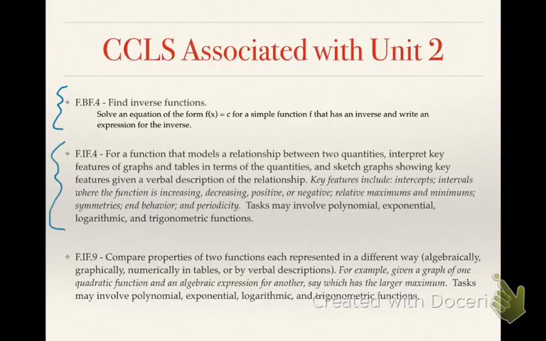Another big focus in this unit was looking at the relationship between 2 quantities based upon 2 graphs or tables or equations, and basically being able to sketch the graphs and show the key features such as intercepts, intervals where it's increasing, decreasing, positive or negative, relative max and min, symmetries, and behaviors and periodicity. And then the last thing is given 2 functions represented in different ways, so maybe one's an equation, one is in a table form, or maybe one is graphed and one is in an equation form, being able to examine and compare key aspects of those graphs.